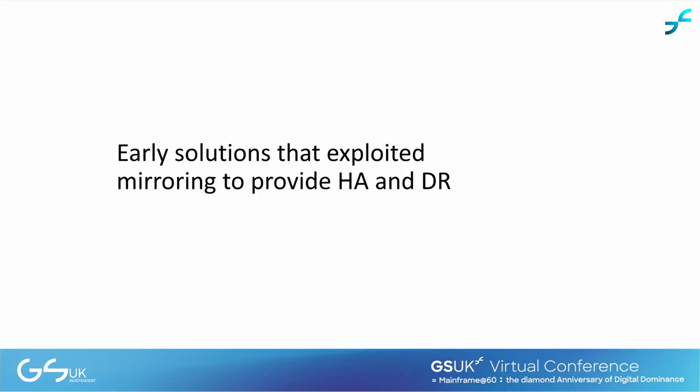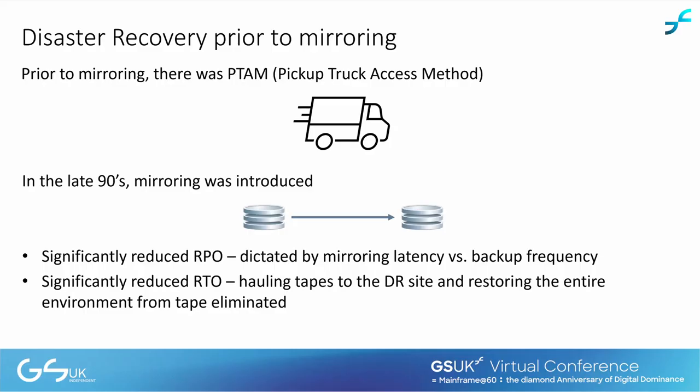So starting off, early solutions that exploited mirroring to provide high availability and disaster recovery. Well before I started at IBM and before I was born, we had a different way to recover your environment in the event that you had to declare disaster. This method was called PTAM, or the pickup truck access method, in which we would have some tape storage and take it from our local site and run it clear across town to our disaster recovery site, load it in, and IPL off of that data.